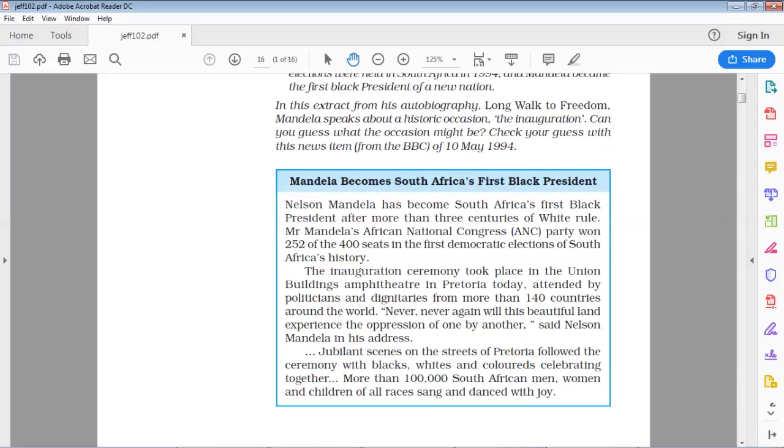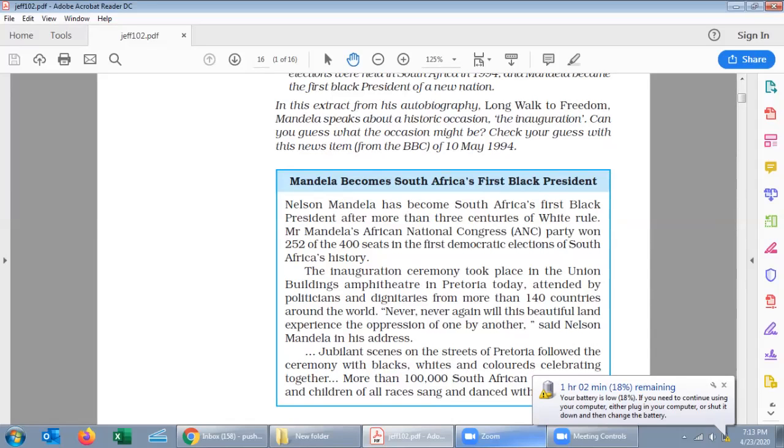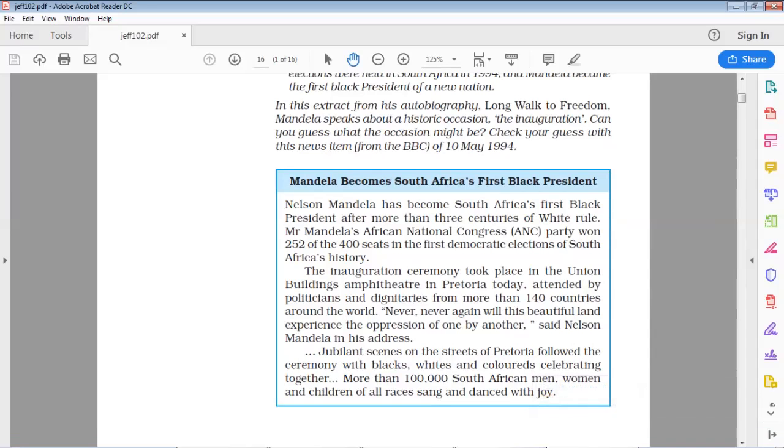"Never, never again will this beautiful land experience the oppression of one by another," Nelson Mandela says in his address. He says that this will never happen again, that the people of Africa will be oppressed in history again. It will never ever be repeated. Nobody will be oppressed by anyone, neither by whites nor by black people.